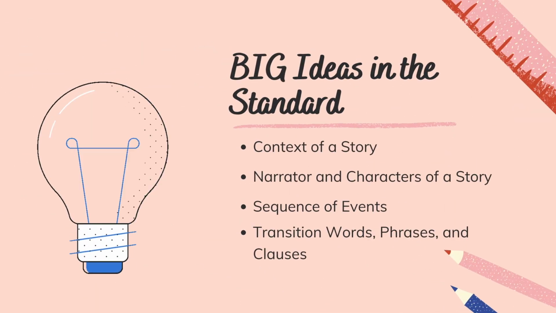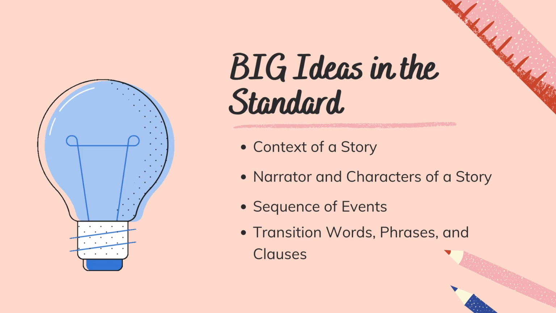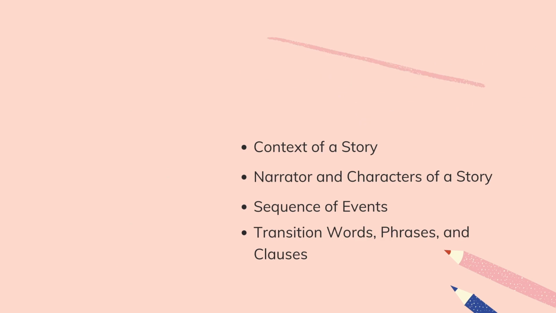So, to unpack these standards, the first thing educators must do is consider the big ideas in the standard. These are identified by the nouns in the standard, so you can determine what the students will need to know. So, for this unit, students will be learning about the context of a story such as setting, background, or time period. These details will allow a reader to better understand the events of the plot. Students will also be able to identify the narrator, characters, and sequence of events of the plot, as well as transition words, phrases, and clauses that signal shifts from one time to the next.